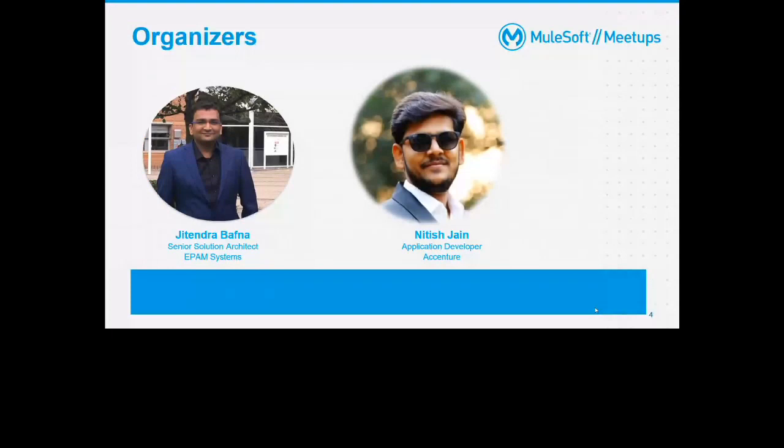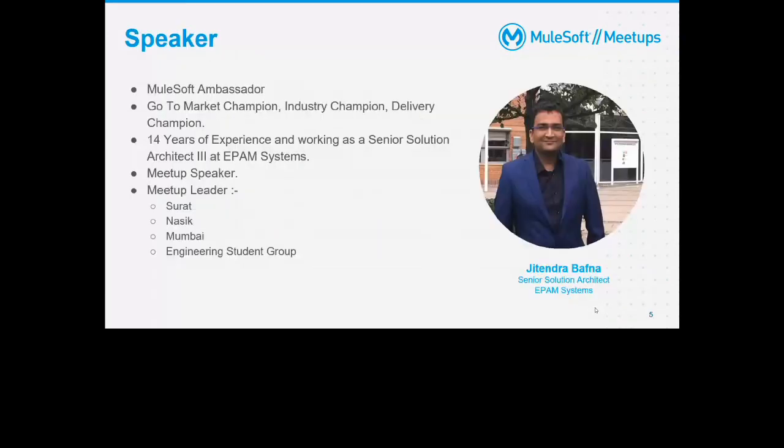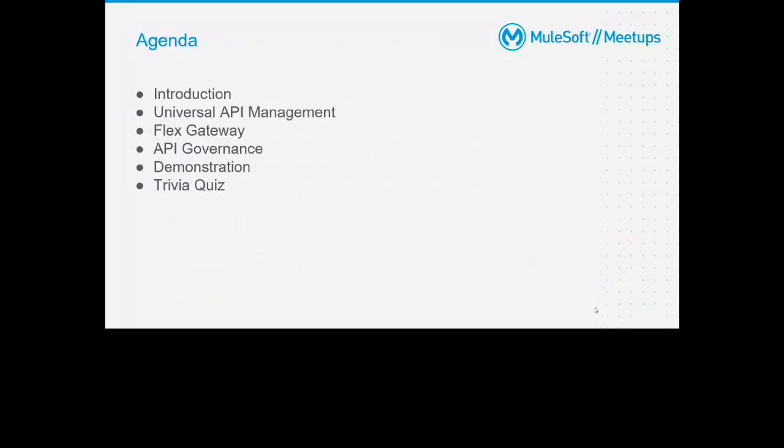So I will just skip the introduction. We have done the introduction many times. So just the organizer, myself, Jitendra, and the other organizer is Nitish Jain, who is an application developer at Accenture. Nitish, do you want to say something or can I skip it? No, we can skip it, Jackie. Okay. Sure. I will just skip my introduction. I have done it a lot of times, so I will skip it.